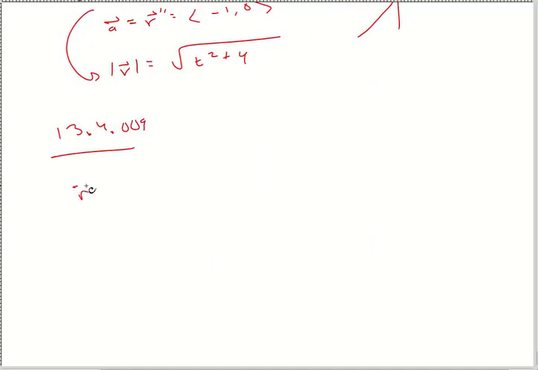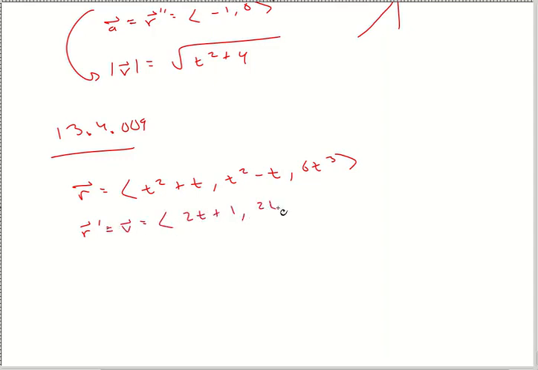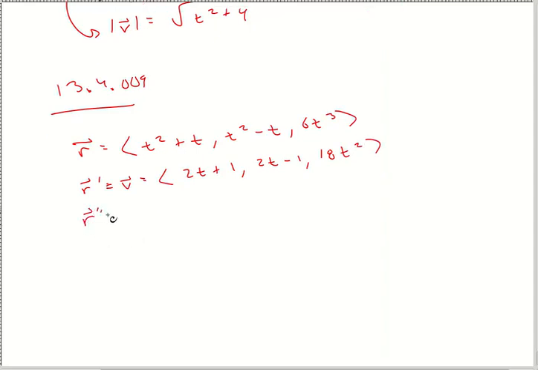13.4.009. This is now 3 dimensions. t squared plus t, t squared minus t, and then 6t cubed. R prime, sorry, v is equal to 2t plus 1, 2t minus 1, 3 comes down, 18t squared. R double prime, again that's my a, I got 2 comes down to make a 36t.